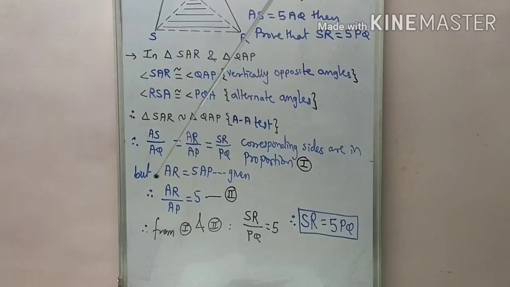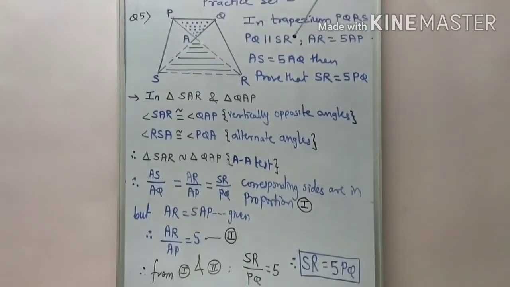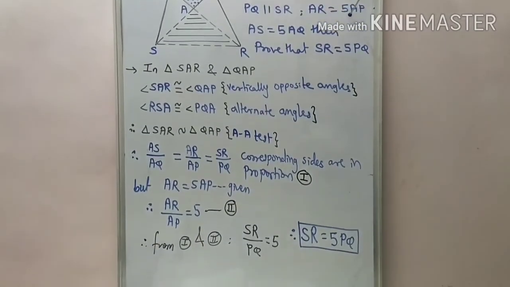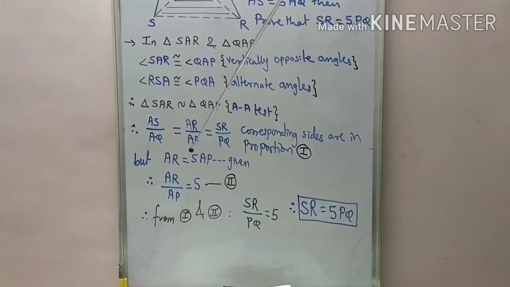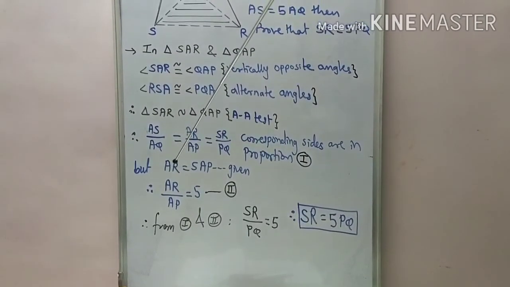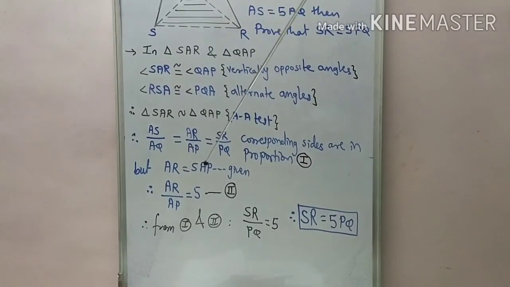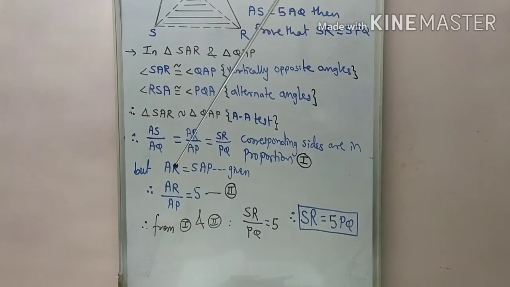Now we are given that AS is equal to 5 AQ, and also it is given that AR equal to 5 AP. So we can take any one of the given parts. Here taking AR equal to 5 AP as given, we get the ratio AR upon AP equal to 5, which remains on the right hand side. Number it as 2.